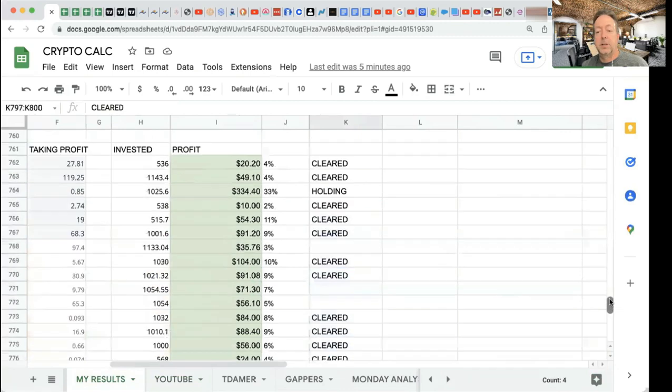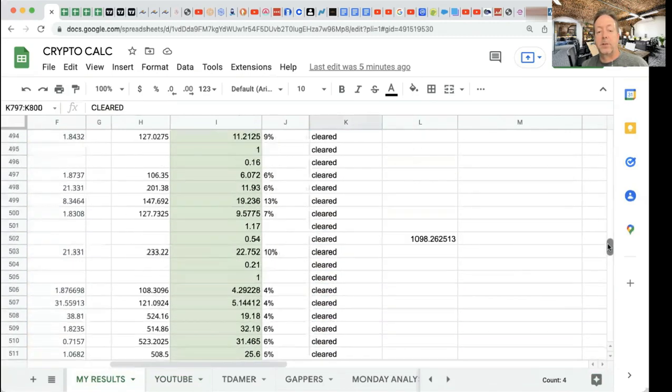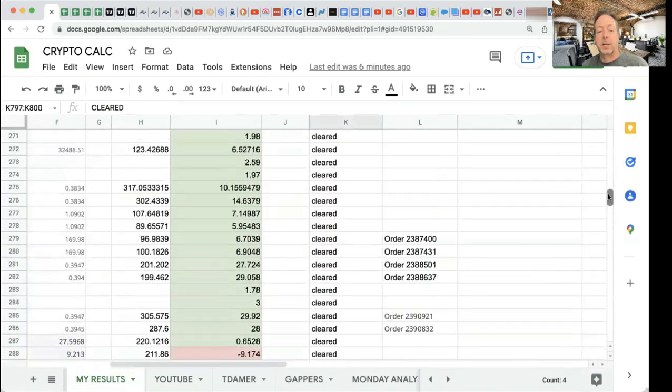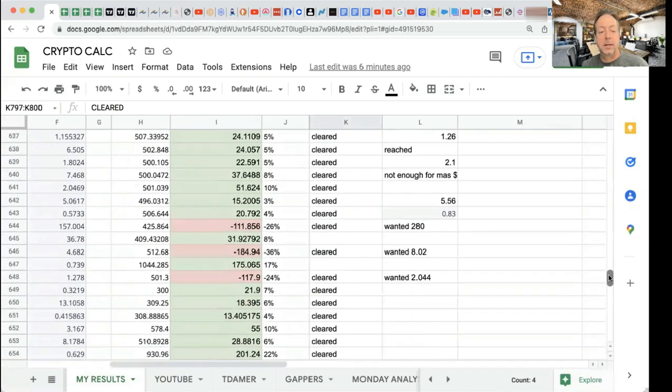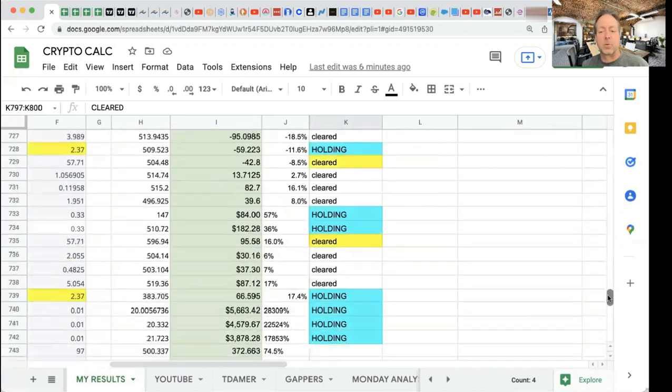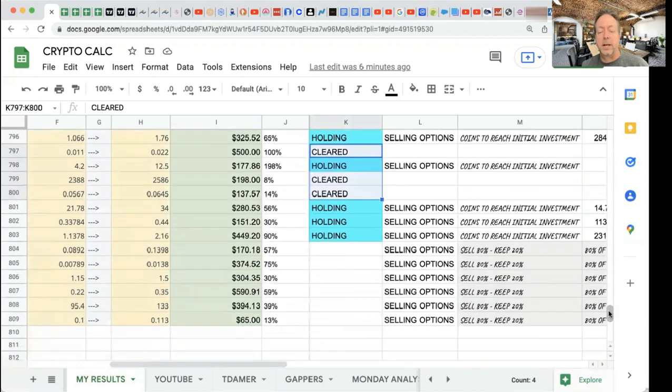And I've been doing coins, crypto for a long time. Look at all the ones that have cleared in here. I have some reds, but that's because I was using stop losses. I don't do stop losses anymore because I was losing money and now I'm making money. And a couple times I sold because I got nervous, but I don't get nervous anymore.